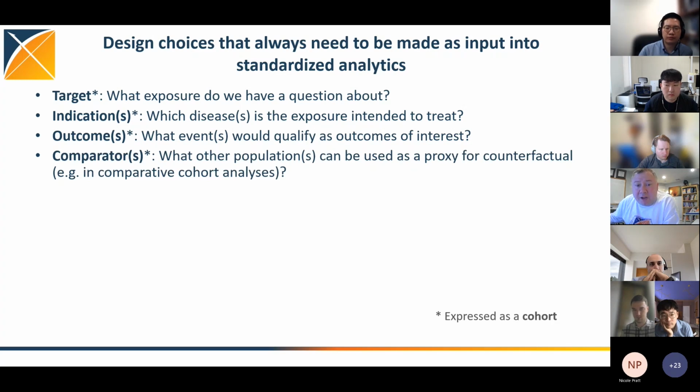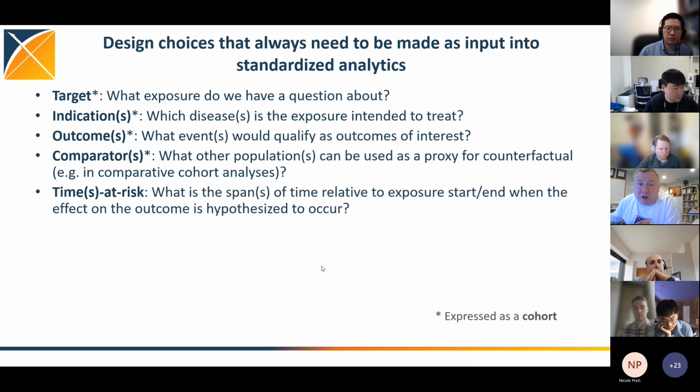We need to be able to define comparator groups, and specifically in the context of a comparative cohort design, this is usually the other population that you would use as a proxy for the counterfactual. And so we want to be able to define one or more of those comparator groups anytime we are doing a comparative assessment.